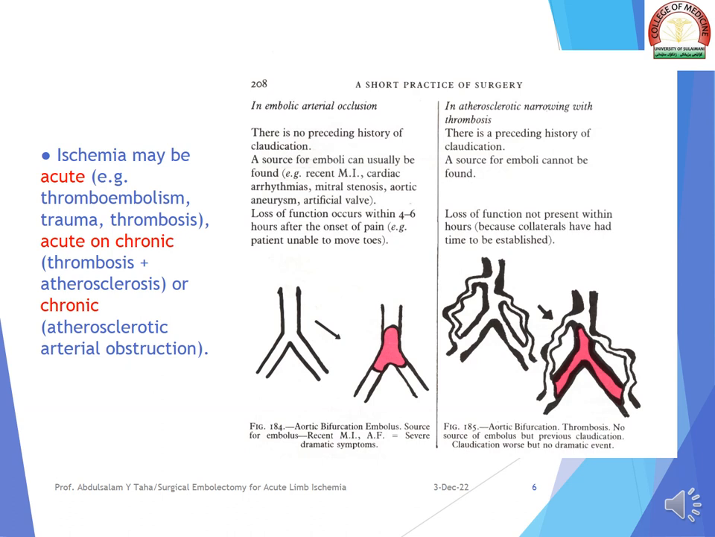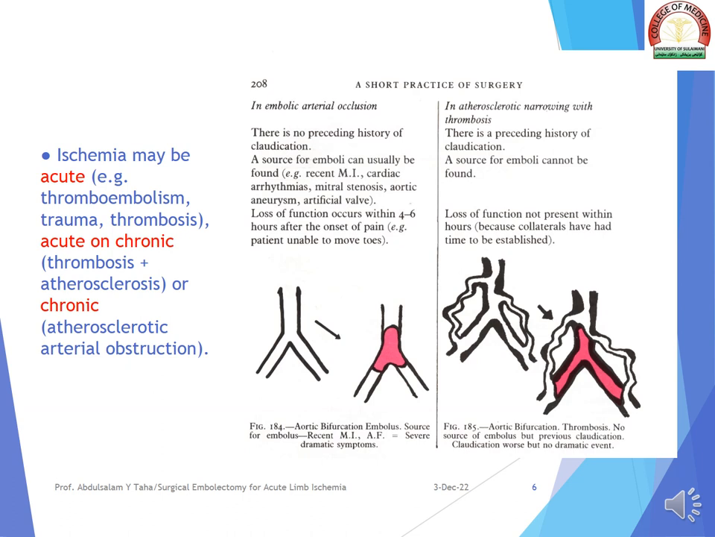The ischemia may be acute, for example, due to thromboembolism, trauma, and thrombosis; acute on chronic, such as thrombosis complicating atherosclerosis; or chronic due to atherosclerotic arterial obstruction. Clinically, the distinction between an embolus and a local thrombosis is important. In embolic arterial occlusion, there is no preceding history of claudication. A source for emboli can usually be found, for example, recent MI, cardiac arrhythmias, mitral stenosis, aortic aneurysm, artificial valve, and loss of function occurs within 4 to 6 hours after the onset of pain.